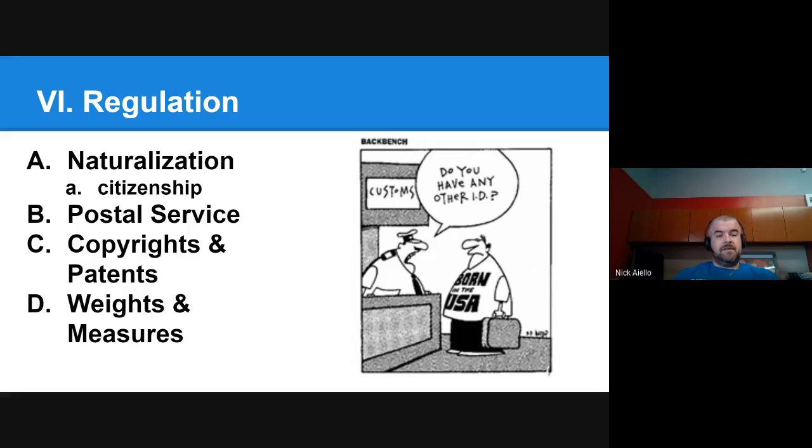Copyrights and patents. Copyrights and patents are both federal agency, the Federal Agency of Copyrights and the U.S. Department of Patents. Difference between the two: a copyright is held on artistic material. So you can copyright a book, you can copyright music, you can copyright artwork, anything like that. Symbols, logos, stuff like that, they fall under what's called trademarks, which fall into copyrights as well.